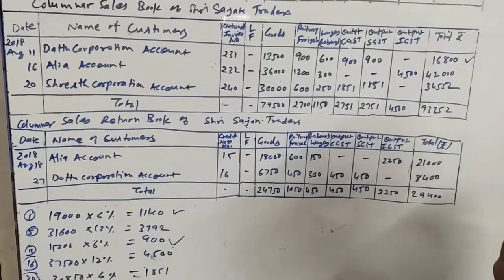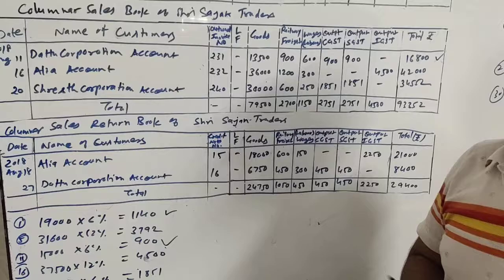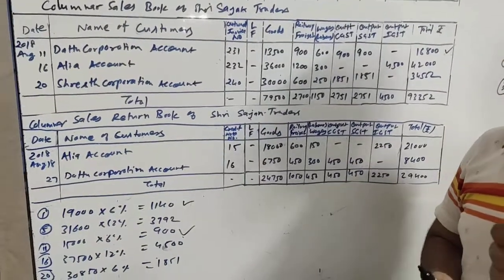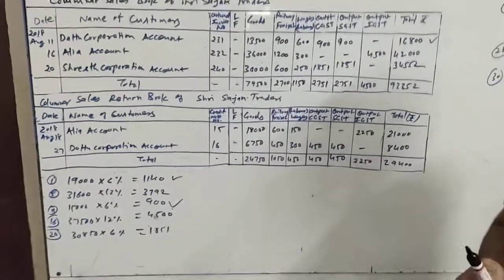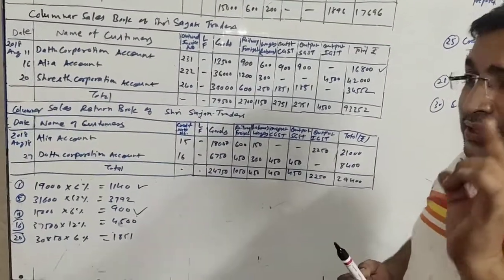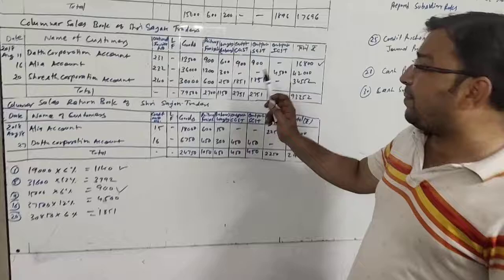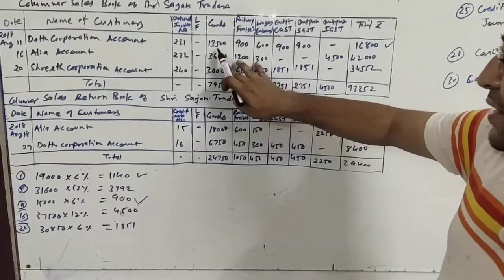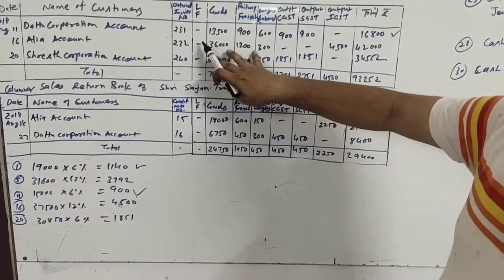1200 railway freight and 300 is for wages, that is labor. Now we have to decide whether CGST, SGST or IGST. So here it is clearly mentioned Alia of Mumbai, bracket Maharashtra. Maharashtra means interstate supply. Interstate supply means IGST will be applicable. So on these three amounts 12% IGST will be applicable.